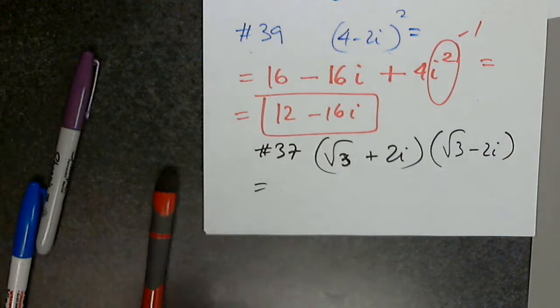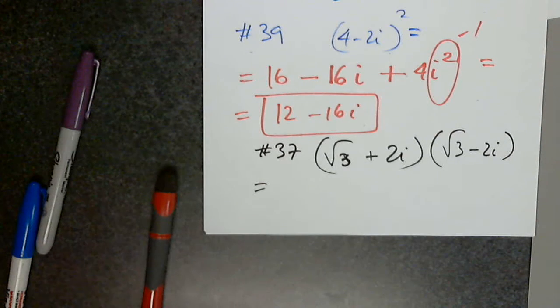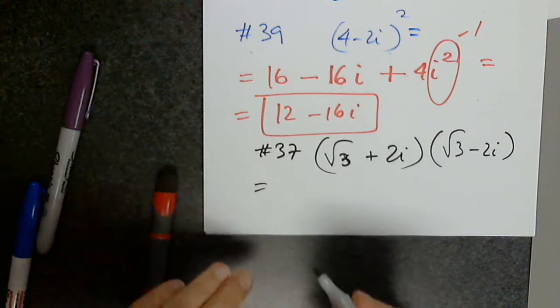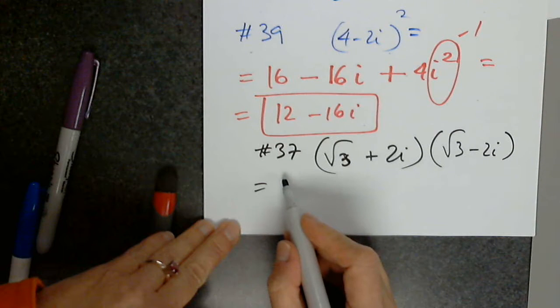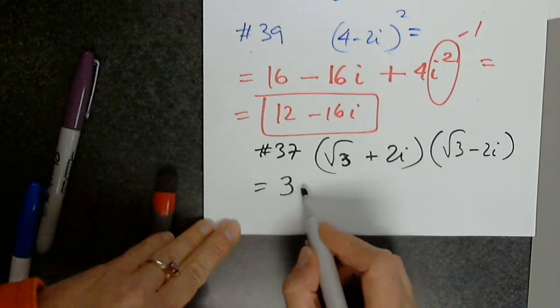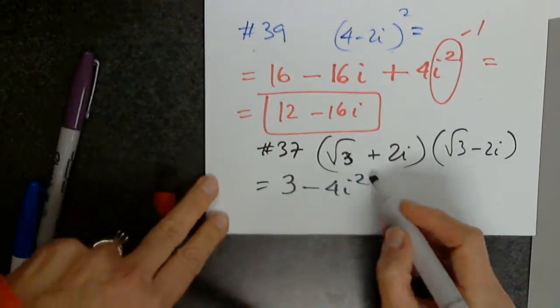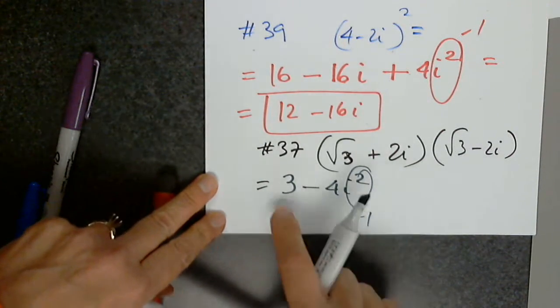So here's a question for you. Are these complex conjugates? Yes. What will the answer be? A real number. It will be also positive, but it will be a real number, no complex. Good. So let's use the conjugate. What would you say? However, i squared is, so negative 4 times negative 1, 4 plus 3.